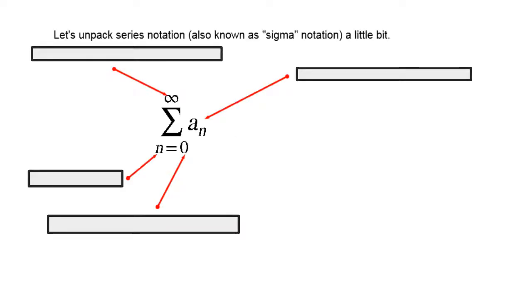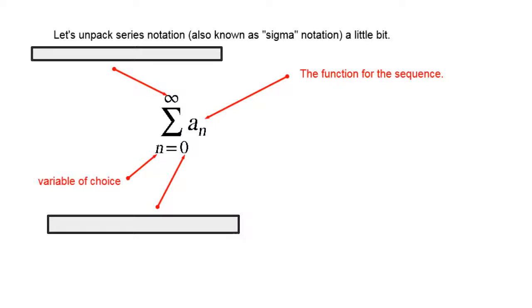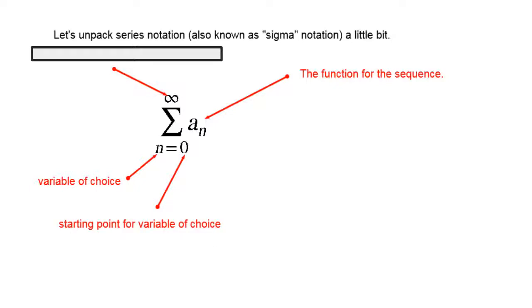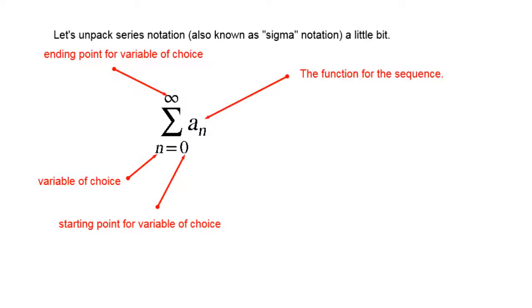So let's unpack the notation a little bit more. First thing I want to go into is a sub n is the function for the sequence. Now, n is the variable, and 0 in this case is my starting point for that variable. So our first term is when n equals 0, and then my last term is on top of my sigma.